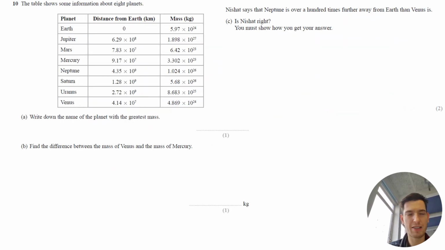Okay, question 10. This looks like a standard form question. We've got some information about 8 planets. Write down the name of the planet with the greatest mass. Well, I did this in science, so I know it's Jupiter. But let's just check. When I'm comparing to see what the biggest number is, I think I need to look at my powers of 10. Whichever one is the biggest tells me how many zeros it's got. Because Jupiter is 10 to the power of 27, I know that it is going to be Jupiter because it's got the biggest power of 10.